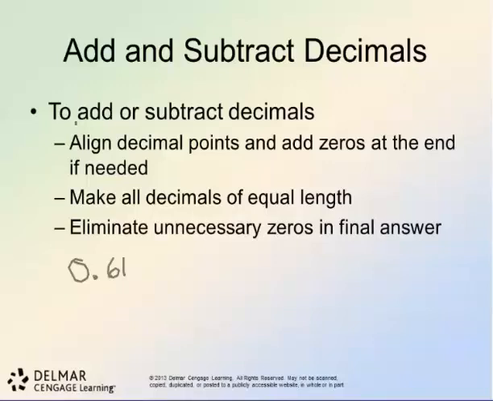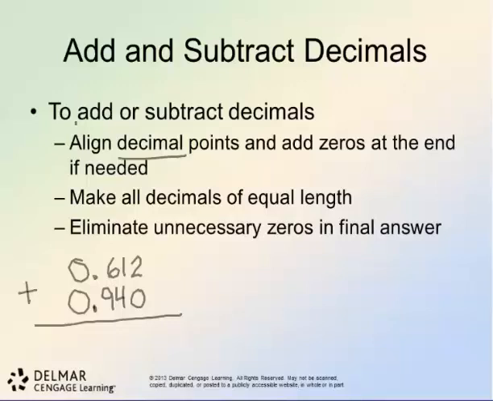So if I had 0.612, which is 612 thousandths, and I have 0.94, and I'm adding, we want to align the decimal points, which I already did when I wrote it down. Add zeros at the end if needed. If it helps you, you can add a zero to the right. Just remember, we're never going to leave a trailing zero to the right in our final answer. So we're making all the decimals the same length by doing that.